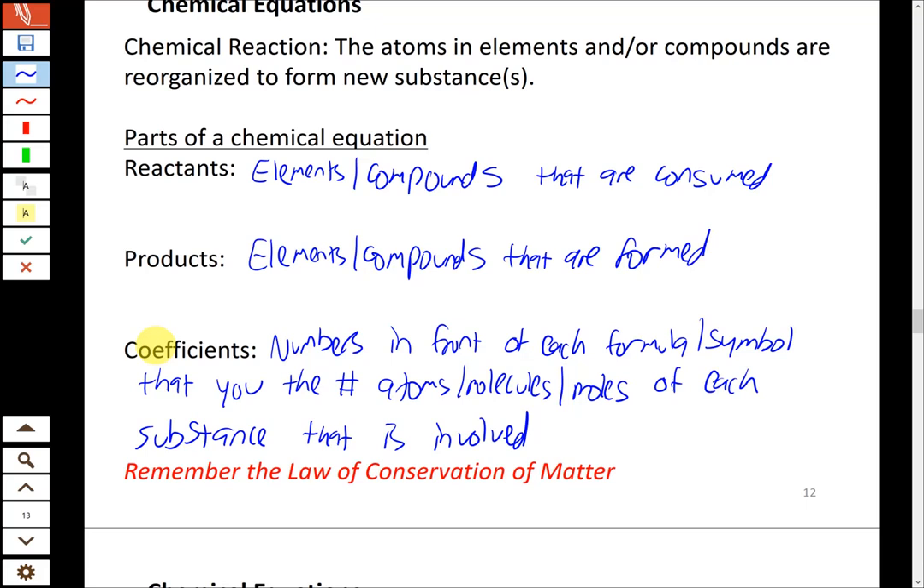And when we're writing out chemical equations and balancing them, which we're going to talk about next, we have to remember one of the first things we learn, which is the law of conservation of matter, which is that atoms are neither created nor destroyed during a chemical reaction. So however many atoms you have on one side of the equation as your reactants, you're going to have that many as well in the products.